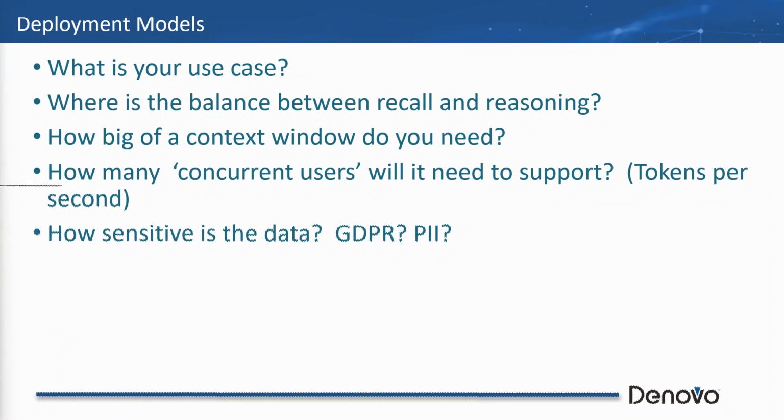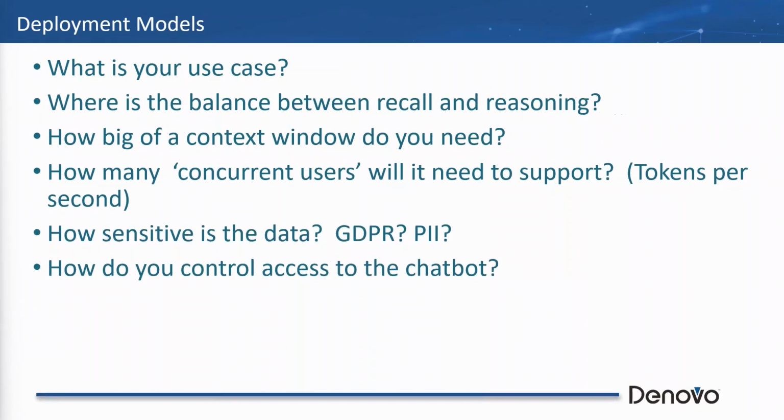Or do you have personally identifiable information? Do you have other information that you can't get out? This may determine whether or not OpenAI is a good option for you, or you need to do something where you are absolutely in control of the data and perhaps even meeting local data residency rules. How do you control access to the chatbot? We talked about some of the security stuff. Generally, when you're first starting to work with this, assume the information that you want to provide to the chatbot is something you're comfortable with your competitors knowing.